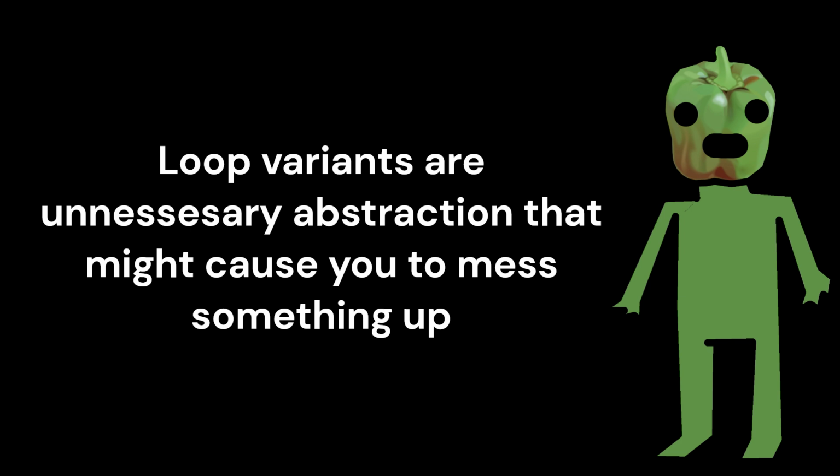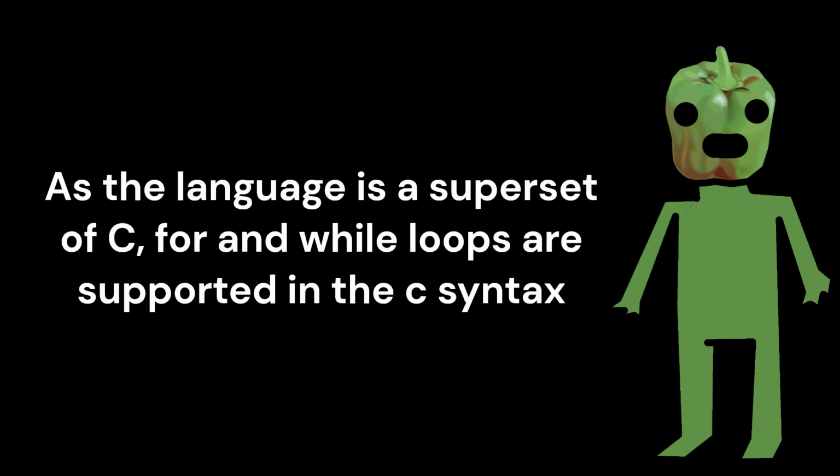Loop variants are an abstraction that splits you from the actual thinking process behind a loop. When you can control everything about a loop, it is harder to make mistakes. But if you still insist on doing loop variants, as the language is a superset of C, you can still do your silly loops. Well, for now, our program is as useful as JavaScript.